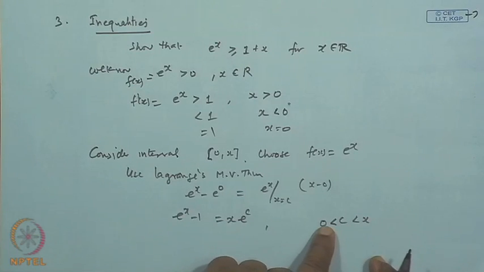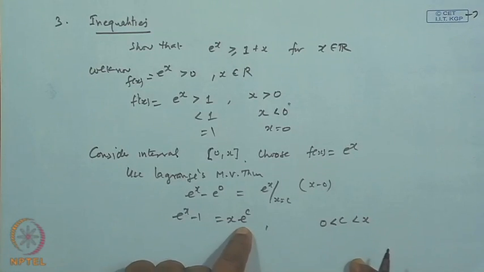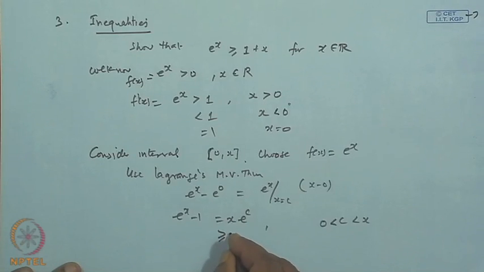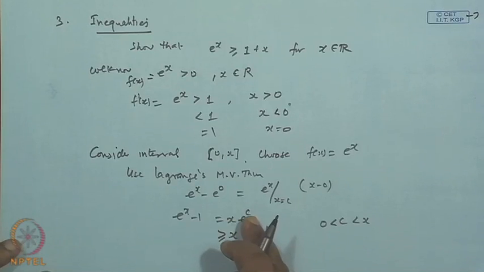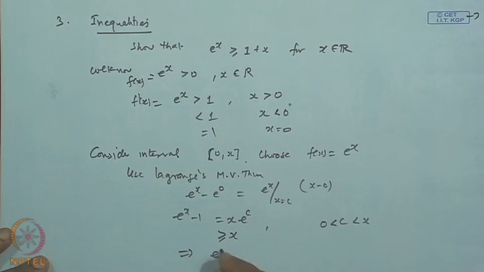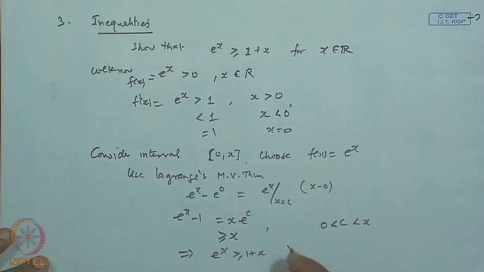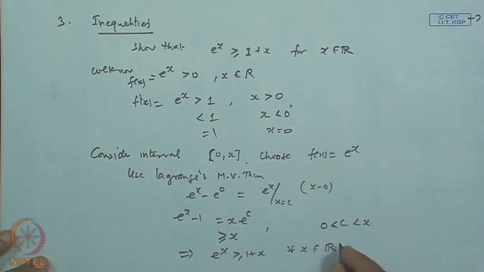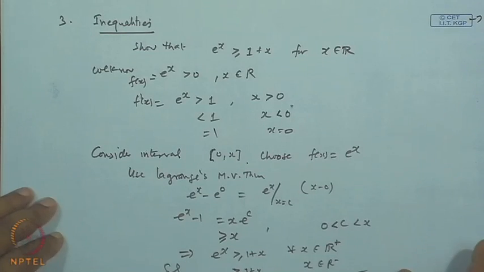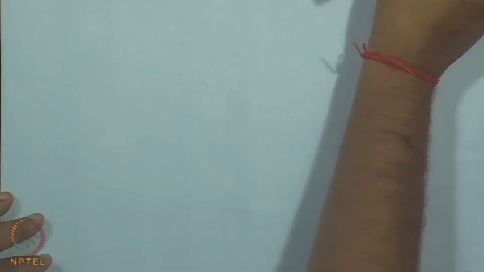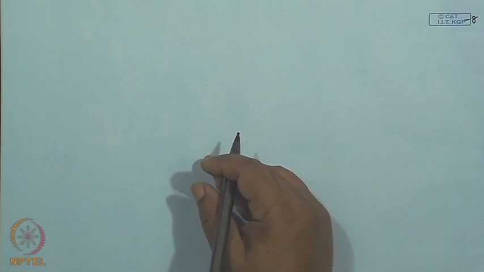C is greater than 0. So, e to the power c will be greater than 1. So, it is greater than or equal to x. At the most, when c is equal to 0, it is 1. So, this shows e to the power x is greater than or equal to 1 plus x for every positive x belonging to R. Now, similarly, we can show it for negative x in R. Hence, for all x in R it is true. So, this can be shown. So, this inequality also we can establish using the mean value theorem.